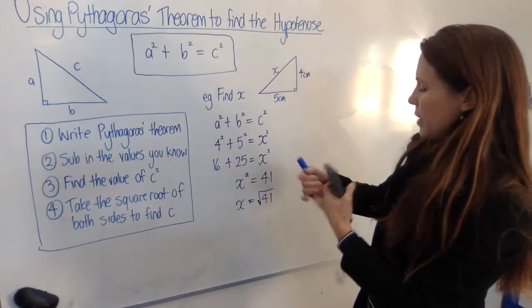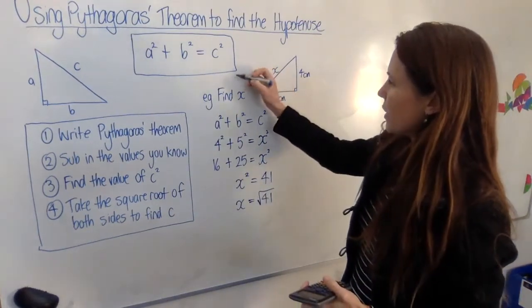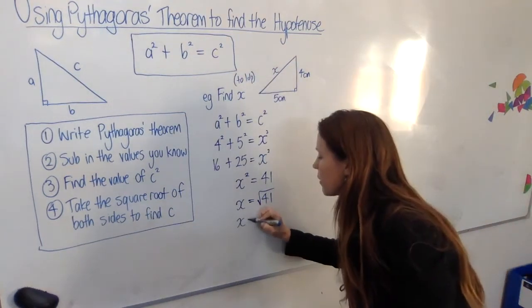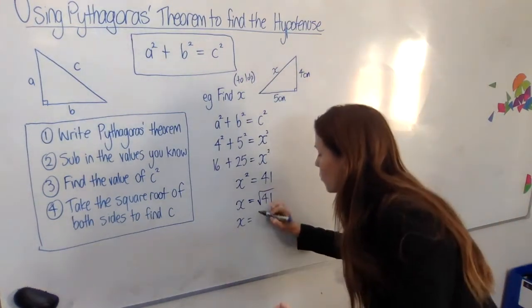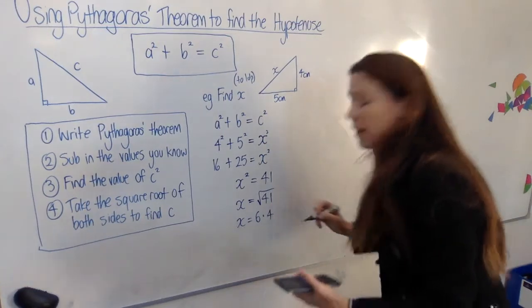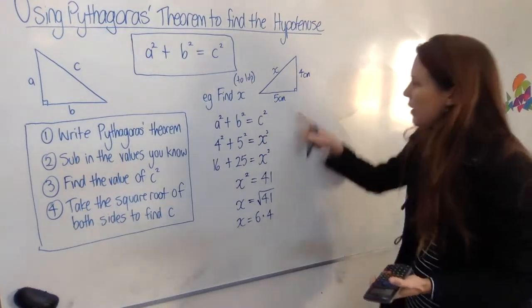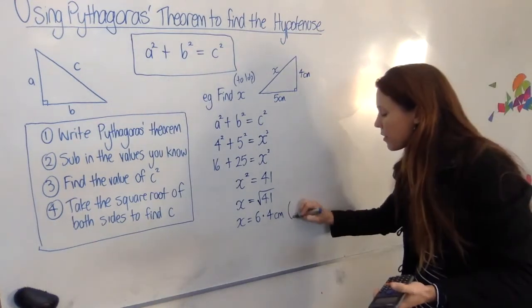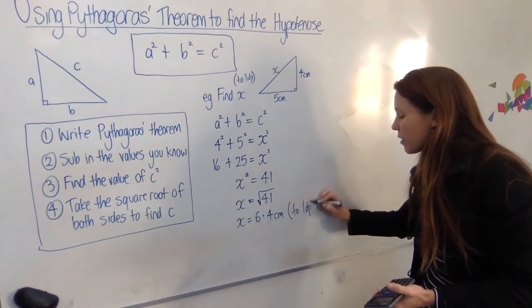Now let's find x. The question said to 1 decimal place, so you'll need to round it off here. Now it's 6.40, so that rounds off as 6.4, and I need to include my units, centimetres, and if I've rounded it off, I need to say what I've rounded it off to.